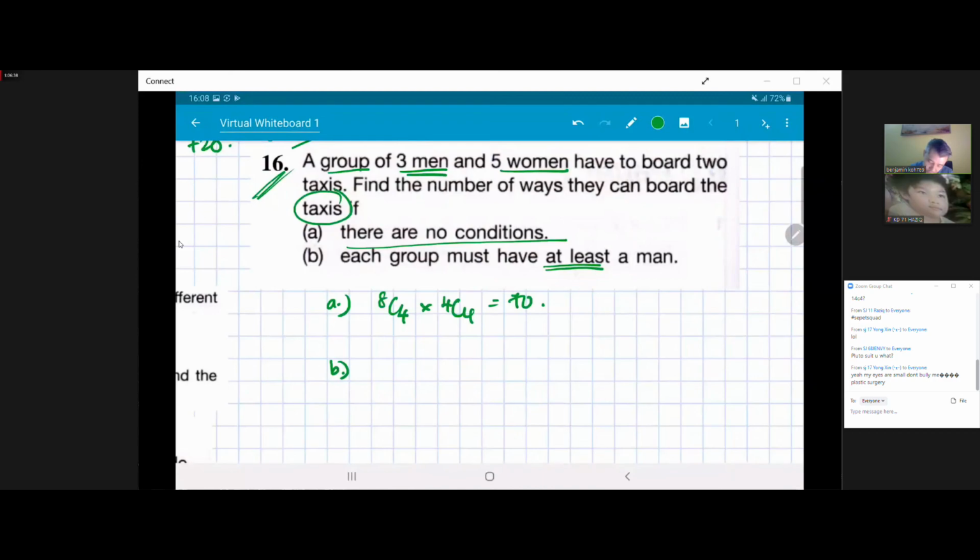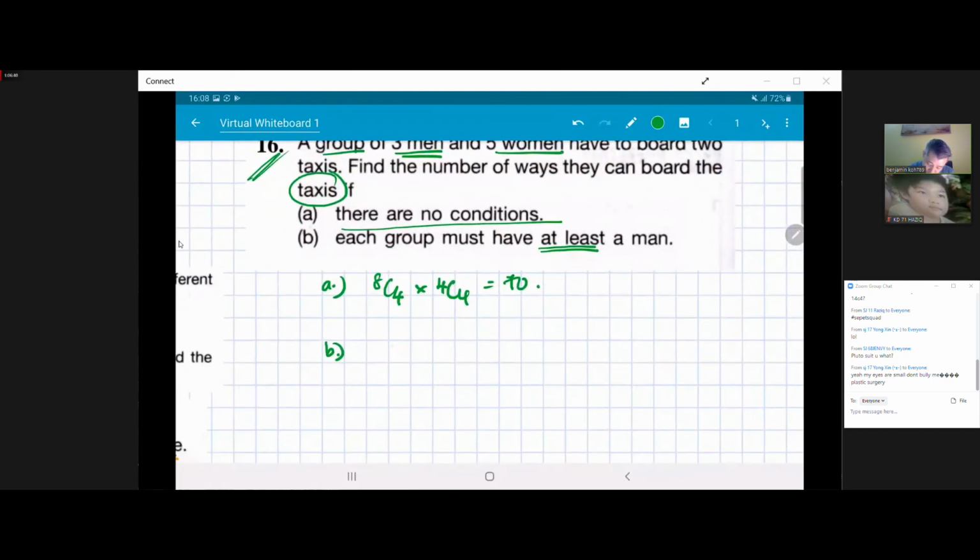So what we are going to do here is, first of all, 3 men choose 1. If 3 men choose 1, that means 5 women choose 3. So 1 plus 3, 4 people. Correct? That's one possibility. But there's a second possibility, which could be 3 men choose 2. Again, we are looking at the first taxi. We don't bother about the second taxi because once we settle the first taxi, whatever's left automatically goes into the second taxi. So you tak payah kira 2 taxis.